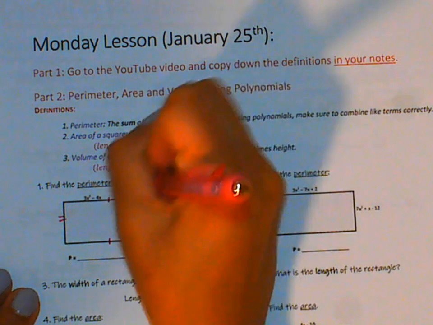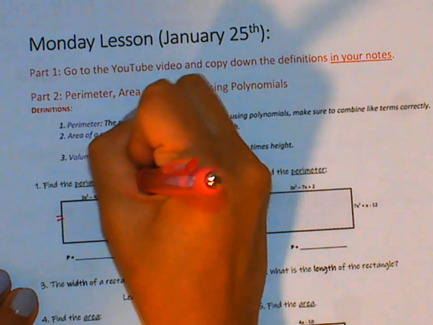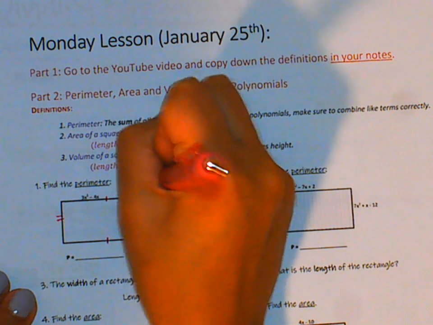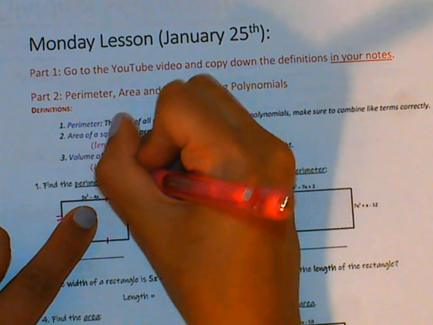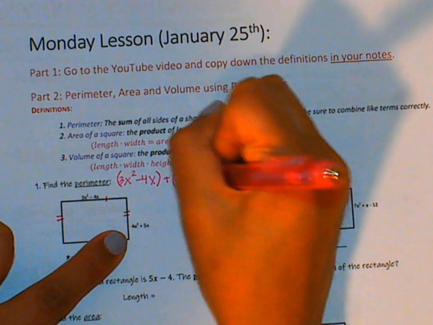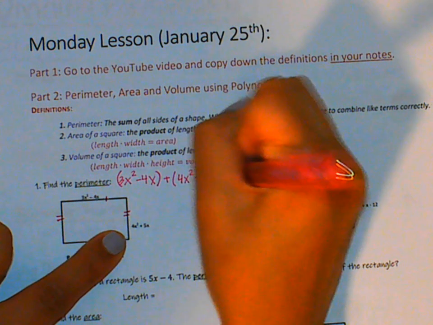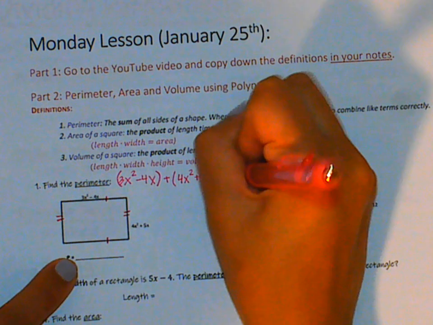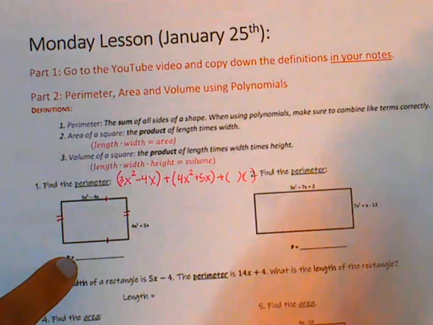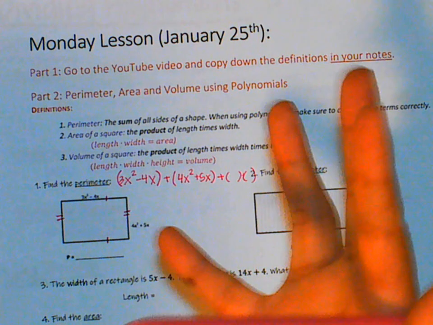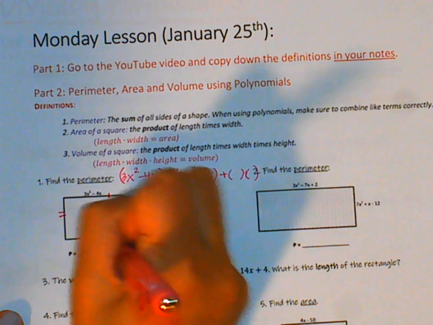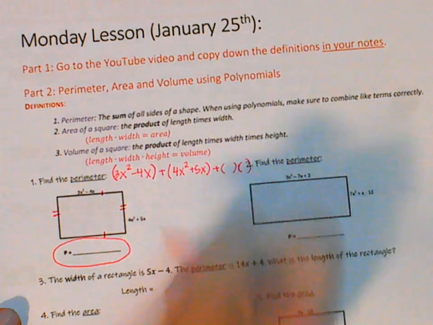So you'll have something like 3x squared minus 4x, that's this side, plus 4x squared plus 5x, plus this side and then this side again. So you'll have plus something and then plus something else. You see that it doesn't fit on mine because I'm trying to write big. So make sure that you have your work somewhere where I could see it. And then at the end, once you're done combining like terms, that is your perimeter.